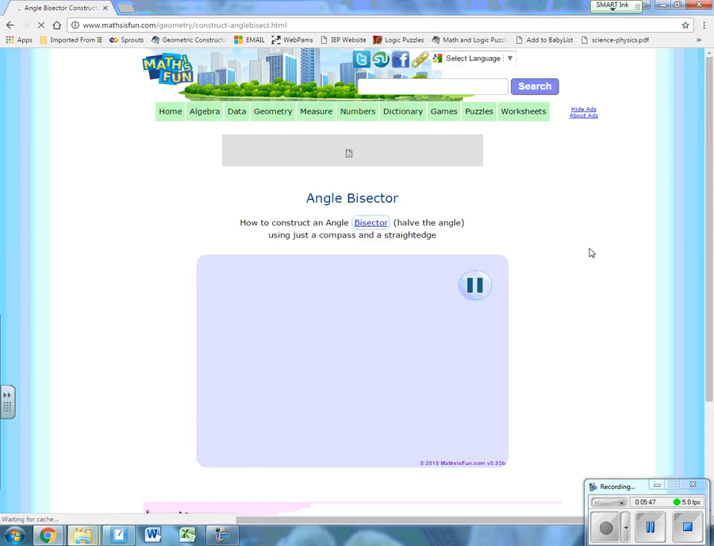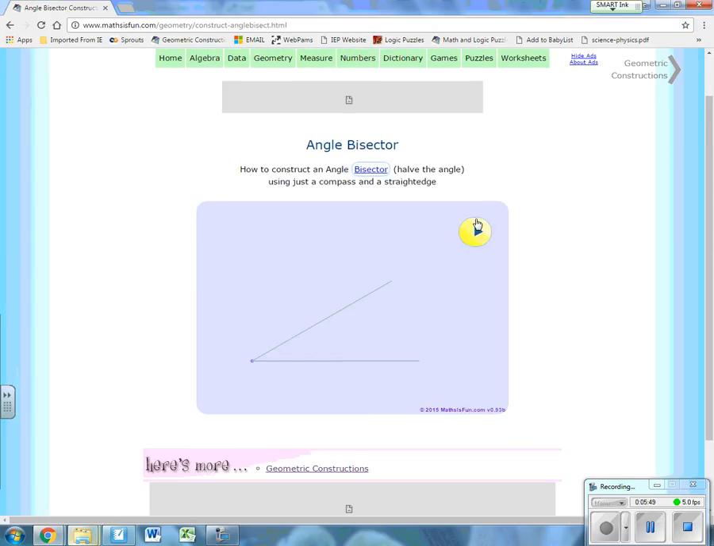So if we look at it, you're going to hit the play button. And it shows you how to actually use your compass. You'll watch it. And so that segment right there bisected the angle. Now when it says bisect a given angle, you draw the angle and then you're going to use your compass and your ruler to bisect it.